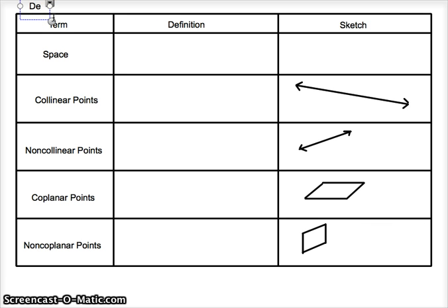We've got some defined terms. We can have formal definitions for these. We are going to start with space. Space, wave your hand around in it. It is a collection of all points. And this is three-dimensional. The fourth dimension is time. We are not talking about time. We're talking about physical space, a collection of all points in 3 dimensions. You cannot sketch space, so we're going to leave this blank.